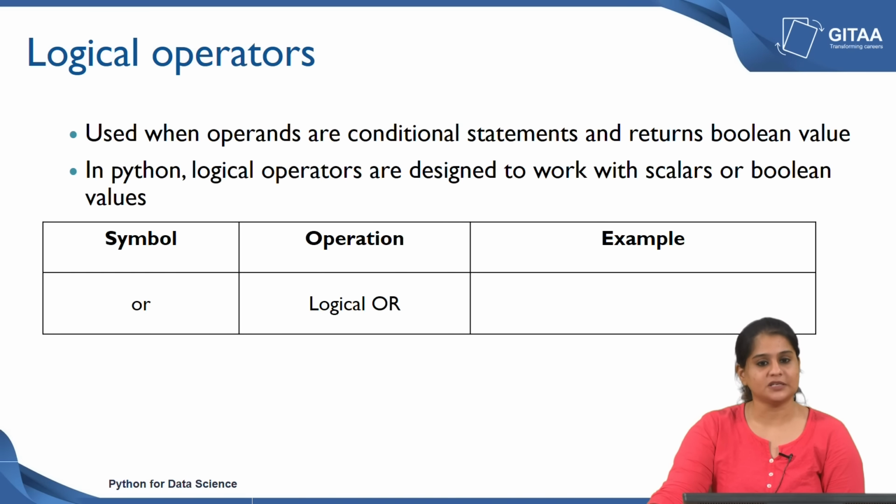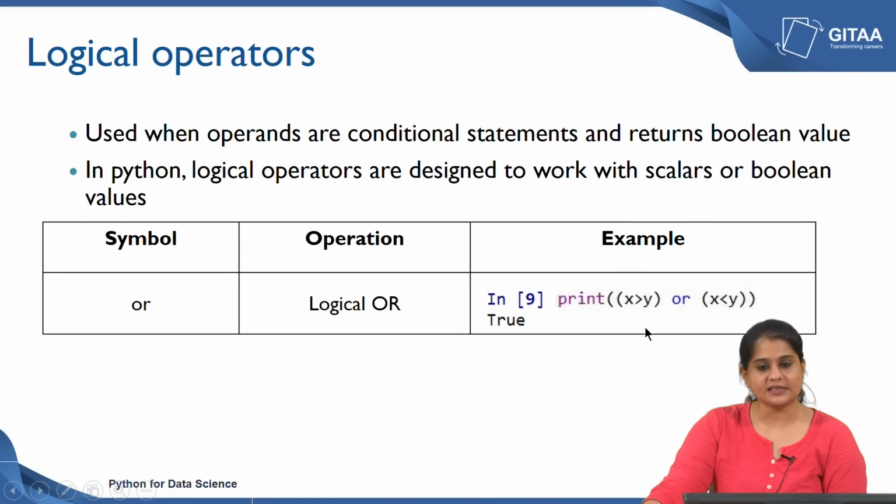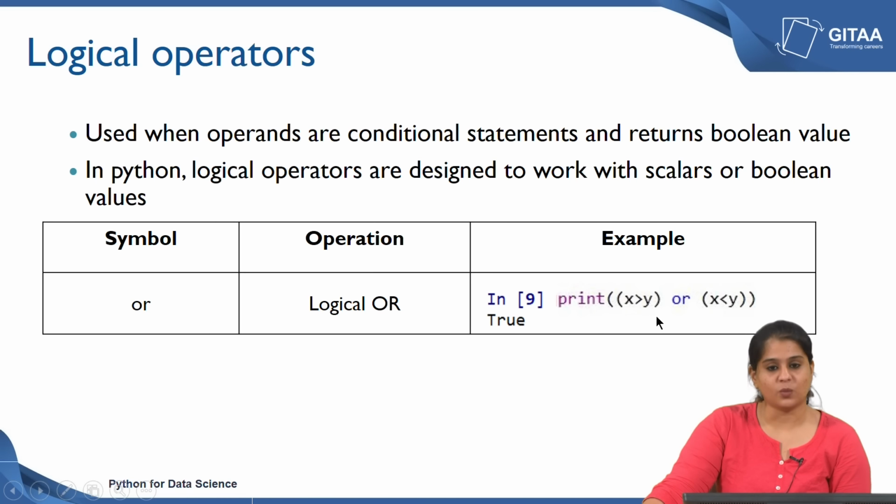So, let us take the first logical operation, which is logical OR. It is denoted by the letters OR, both letters in lowercase. Now, let us take a small example here. I am retaining the same values for x and y. X is 5, y is 7. Now, if I give x is greater than y and enclose that within parenthesis followed by OR and then check for another condition, which is x less than y, I get an output that says true. Now, why does it happen?